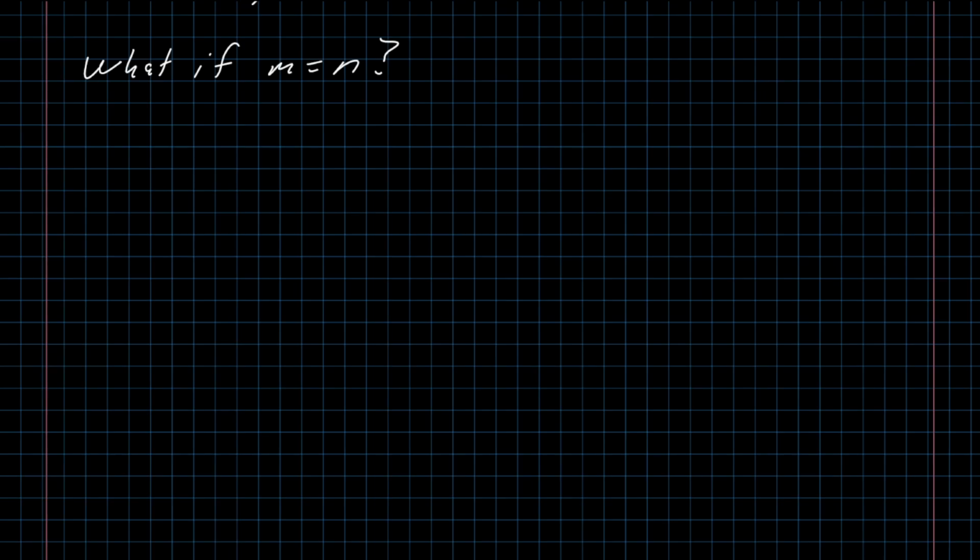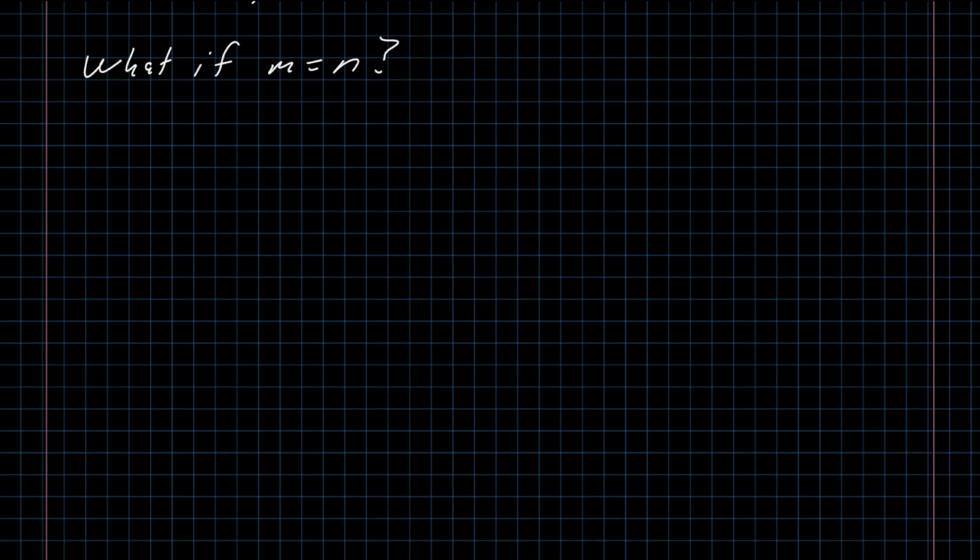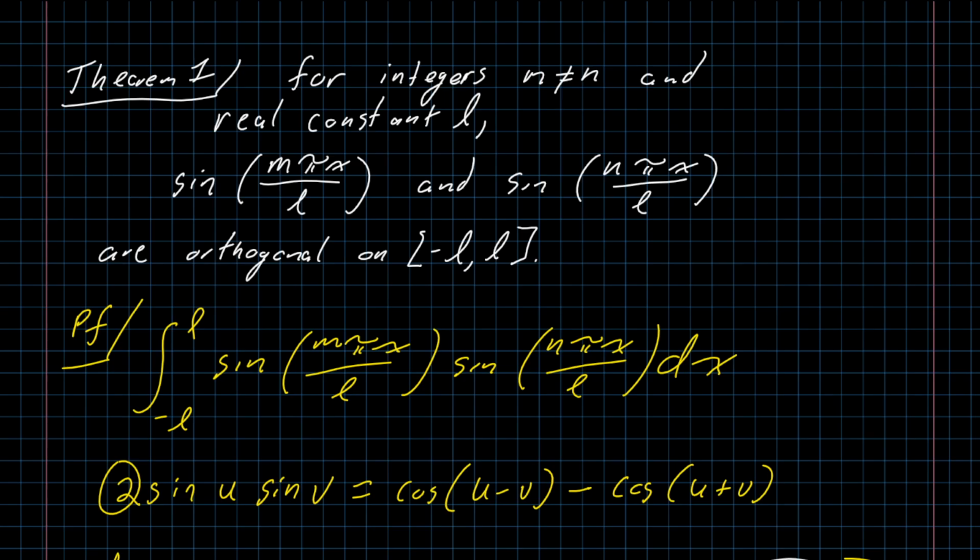I don't know about you, but certainly the first time I saw this, my immediate follow-up question, looking at the statement of that theorem, was, well, what happens if m equals n? Right, if I jump back, remember that the statement of the theorem was if we have integers m not equal to n and a real constant L, then these two functions are orthogonal. But we saw that that is true. And so the next question is, what happens if we tweak that a little bit? What if we didn't have m not equal to n? What if they were, in fact, the same value?